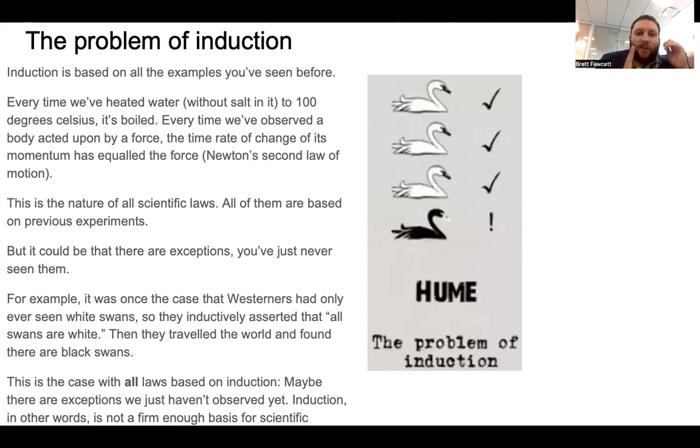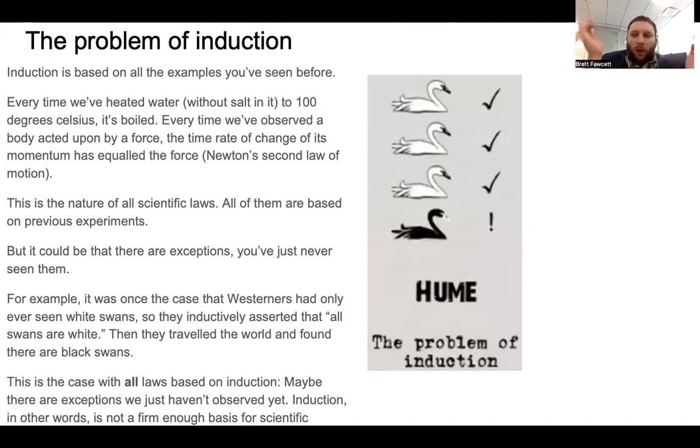But it could be that there are exceptions to these laws. We've just never seen them. A simple example: it was once the case that Westerners had only ever basically seen white swans. So since we had seen this white swan, this white swan, this white swan, every swan we've ever seen is white. So inductively, the definition of a swan is a white bird.